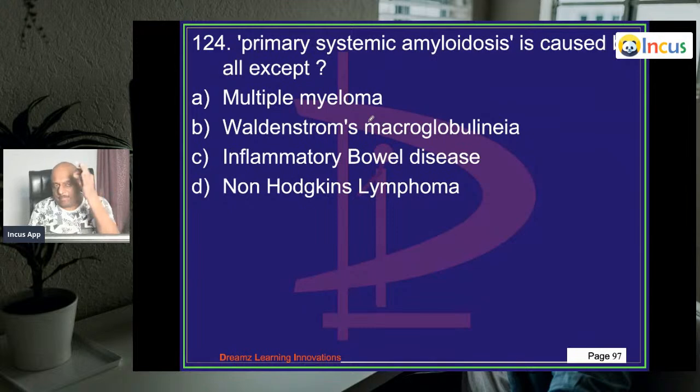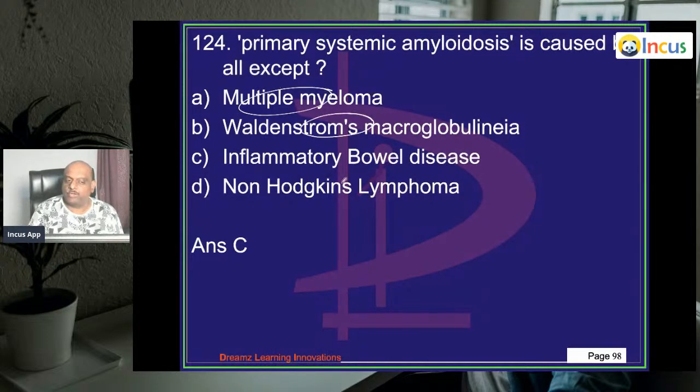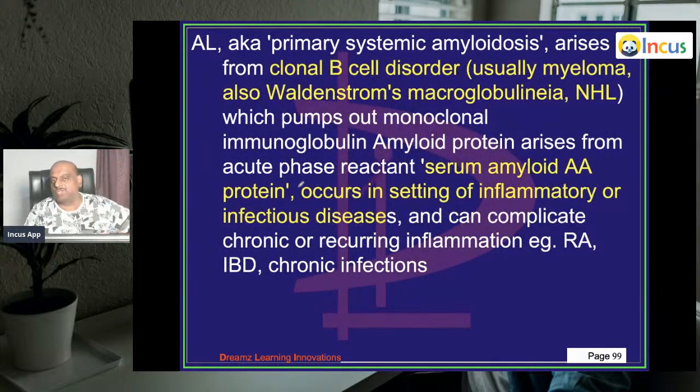Primary systemic amyloidosis, what is the cause, doc? Multiple myeloma, Waldenstrom's macroglobulinemia, non-Hodgkin's lymphoma, they're all the various causes of primary systemic amyloidosis, which is often because of clonal B-cell disorders. That's what you need to remember. It is amyloid AA protein which occurs in inflammatory and infectious diseases.